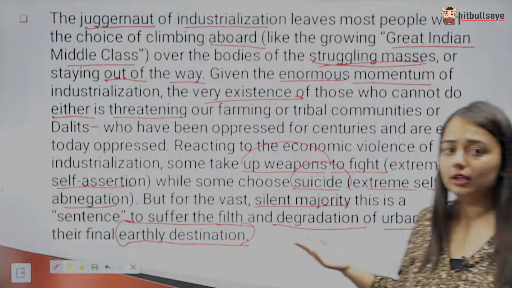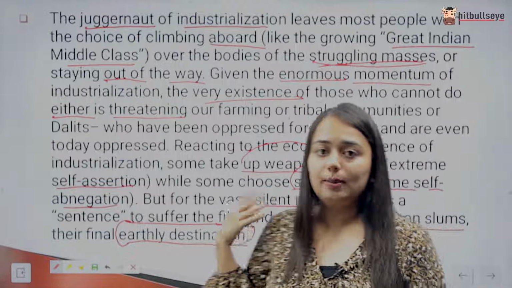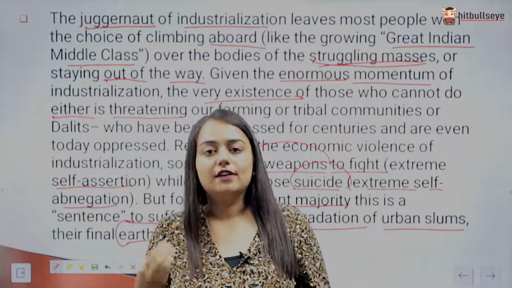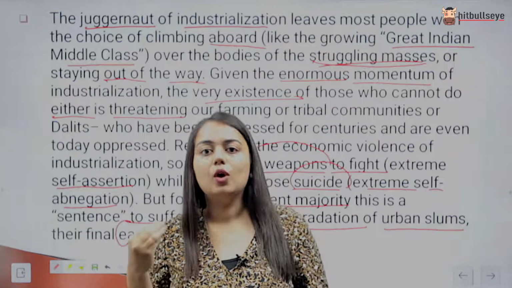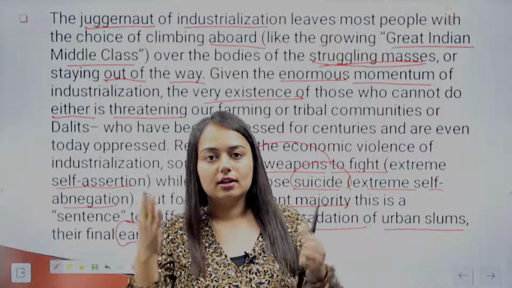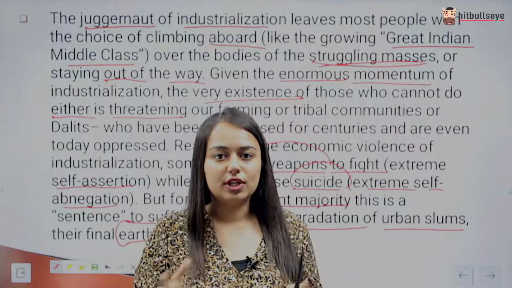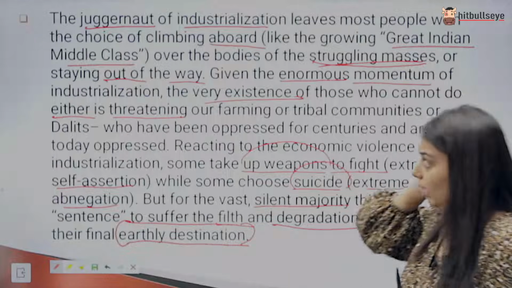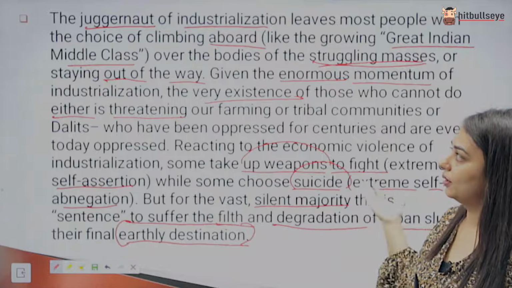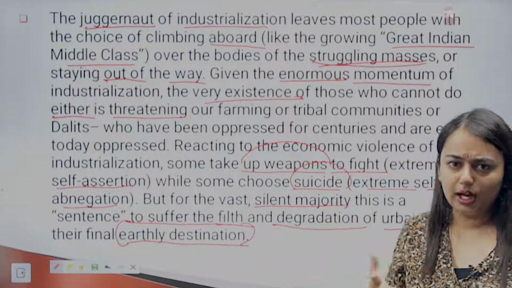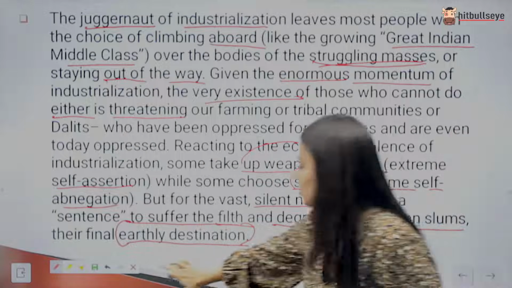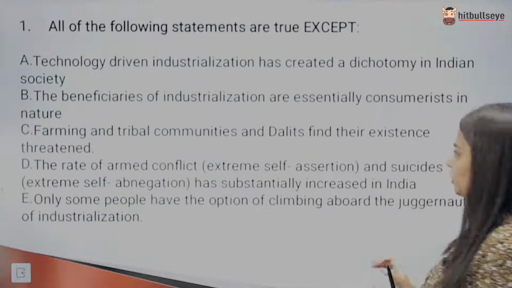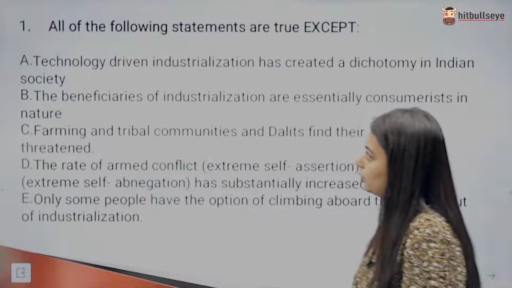So I hope you've got a fair idea about the passage. The passage is talking about the bad effects of industrialization and how it has marginalized certain people or certain sections of society to the bare minimum, and how it has benefited some privileged class who is not considering the other sections of the society. So let us try to take up the questions and solve them now.